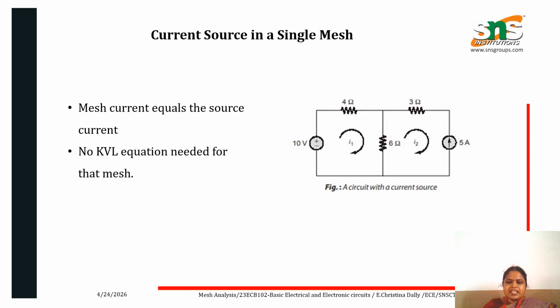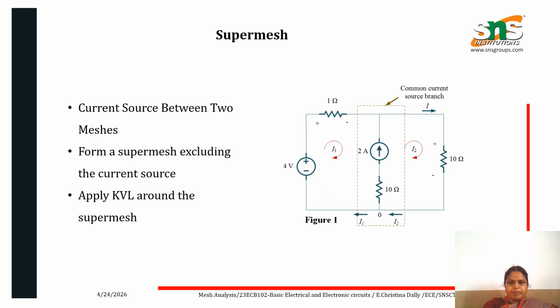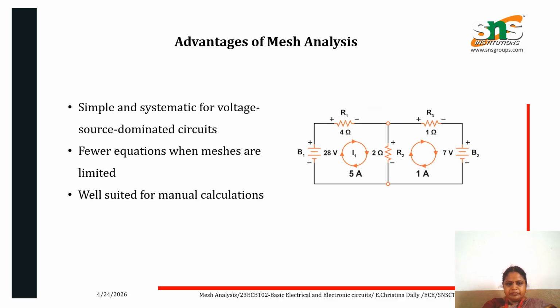The next one, we are going to see the current source in a single mesh. The mesh current equals the source current, so no KVL equation is required for that mesh. In nodal analysis, KCL is used, but in mesh analysis we are using KVL. The next one is the supermesh. Here we see how, when a current source is obtained between two meshes, we form the mesh excluding the current source and apply Kirchhoff's voltage law around the supermesh.